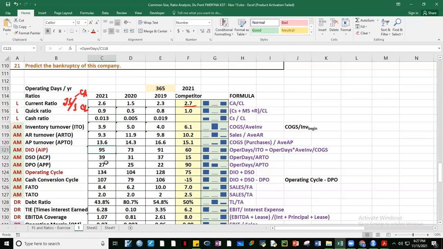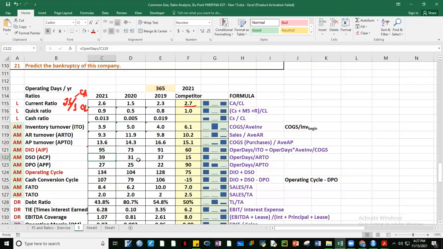Okay, ito naman, days sales outstanding. Ano to? So related to dun sa receivables turnover, no? Itong turnover na to related dun sa DSO. Okay, ang formula ganun din. Operating days divided by the receivables turnover. So ano ibig sabihin ng 39 na to? Ang ibig sabihin ng 39, it takes the company 39 days from the sales on account to the collection. Pagkabenta on account, collect 39 days.